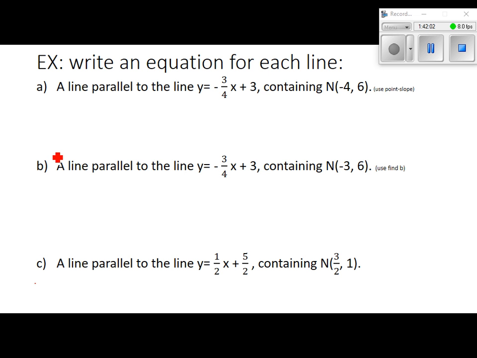Write an equation of each line. This time we're writing the equations of lines. They've already got one line for us. This is the line that we're starting with. But we're trying to write a line that's either parallel or perpendicular to those lines. Well, if 2 lines are parallel, we know that their slopes have to be the same.